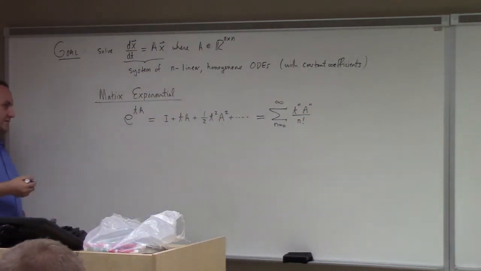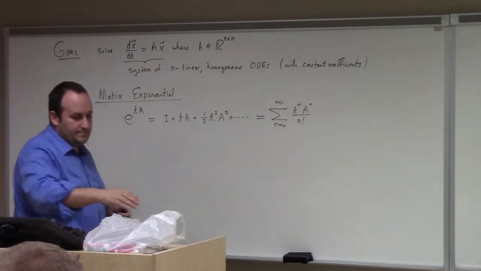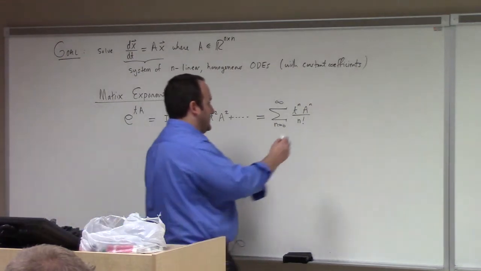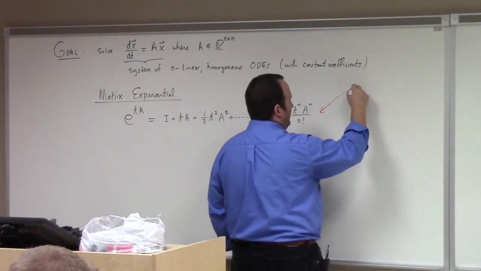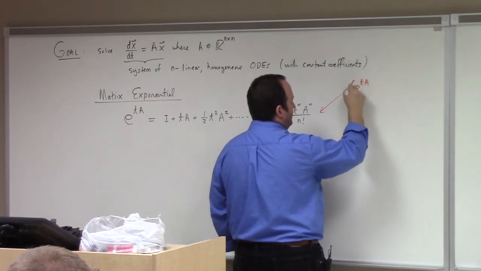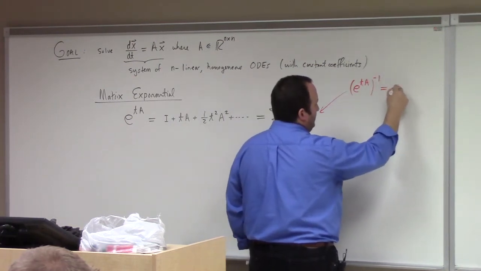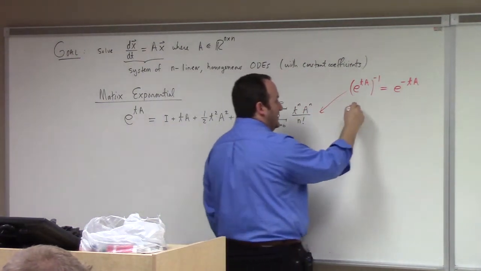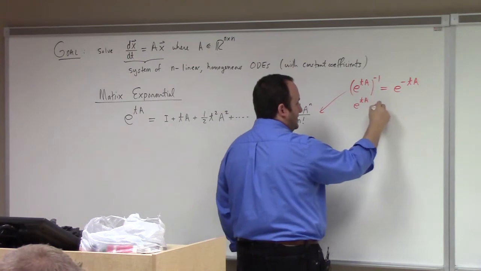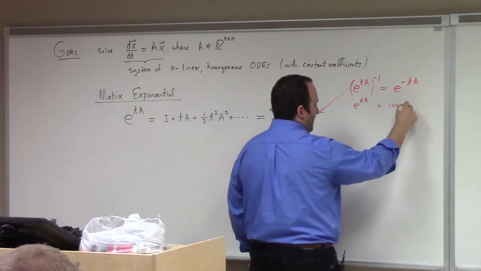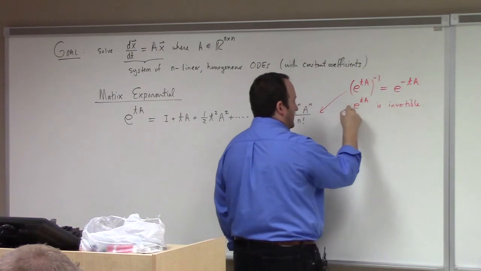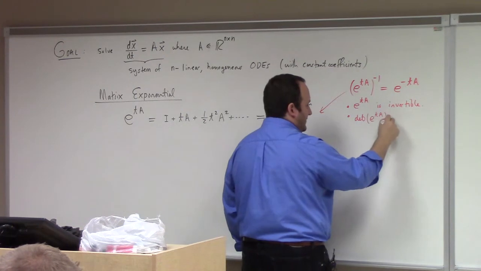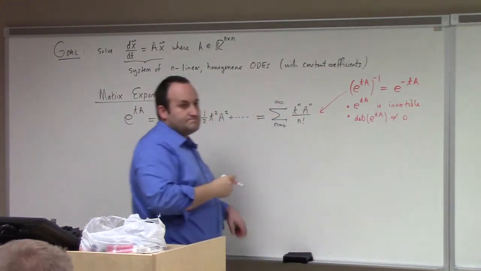And so last time, what did we work out? We worked out a couple things towards the end of last class. Number one, that (e^(tA))^(-1) is just equal to e^(-tA), right? Which means that e^(tA) is invertible, which is another way of saying that the determinant of e^(tA) is not equal to 0. All right?